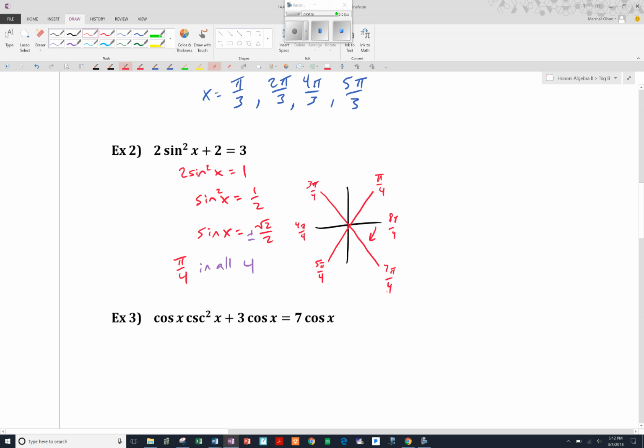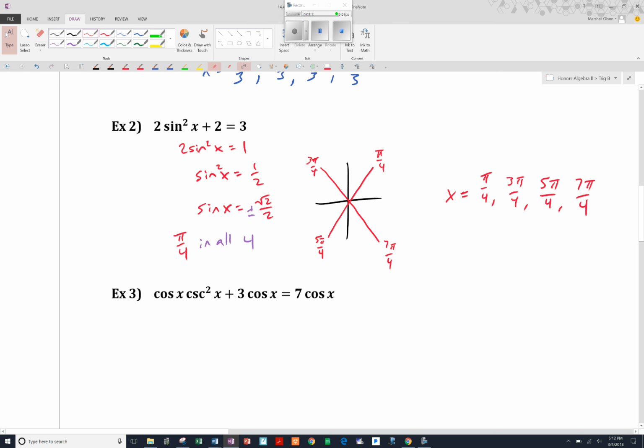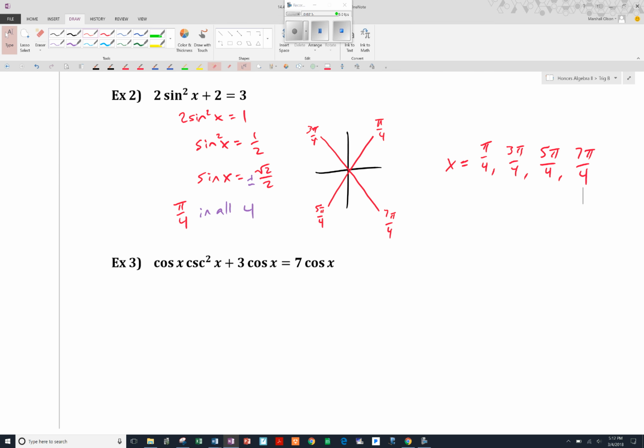And hopefully some of us are to the point now where we don't even need to do this anymore, and we just remember what those angles are. Oops, I lost my 4 there. So our answers to this problem are all 4 angles that have a reference angle of pi over 4. I always like to give my final answer in order from smallest to largest, these angles.